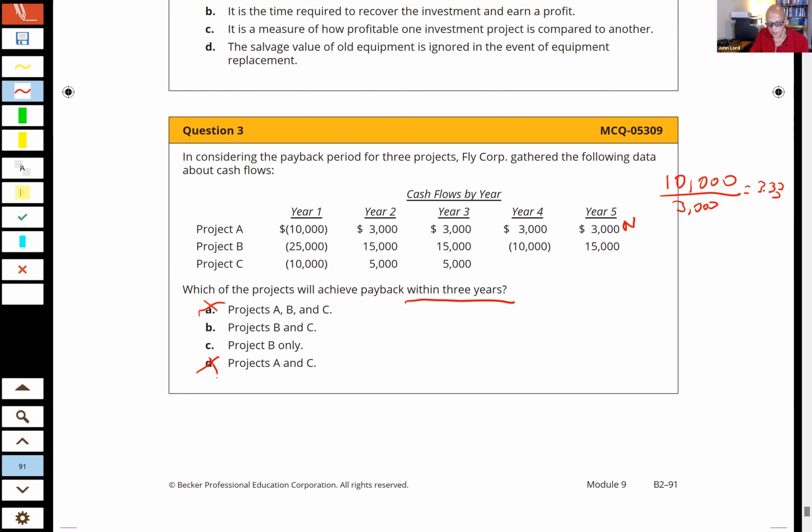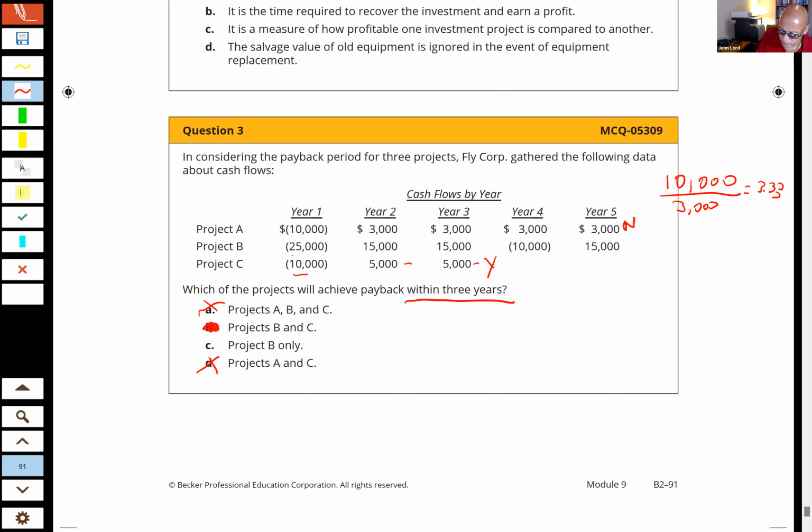Since project B shows up in both of the remaining 2 choices, it would make sense to look at project C right now. Project C has a 10,000 initial investment, and you're going to get 5,000 in year 2 and 5,000 in year 3. So at the end of year 3, yes, you would have recovered it. So you know that C has to be part of the right answer, and you really don't have to calculate project B at that point, because B is the only remaining answer that has project C in it. But let's look at the other one, just for fun, for higher education purposes.